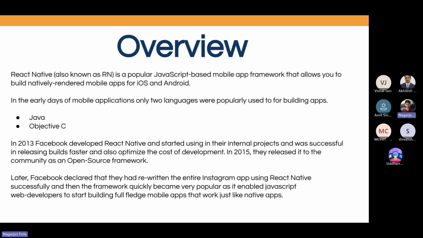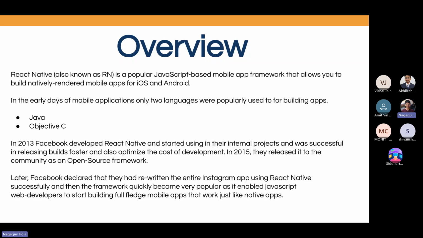Similarly, Apple came up with another language called Swift, which became really popular, similar to Python. So these two languages are still used for building native applications. And the reason why React Native became popular is it leveraged JavaScript, which was already familiar to a lot of people who are into web development, right? So in 2013, Facebook started building React Native applications with their internal projects. And they realized that by doing that, they were able to release builds faster. They were able to release new versions of the application faster, and they were able to reduce the overall cost of development, because one single developer can build for both platforms. So the cost thereby naturally reduces, right?